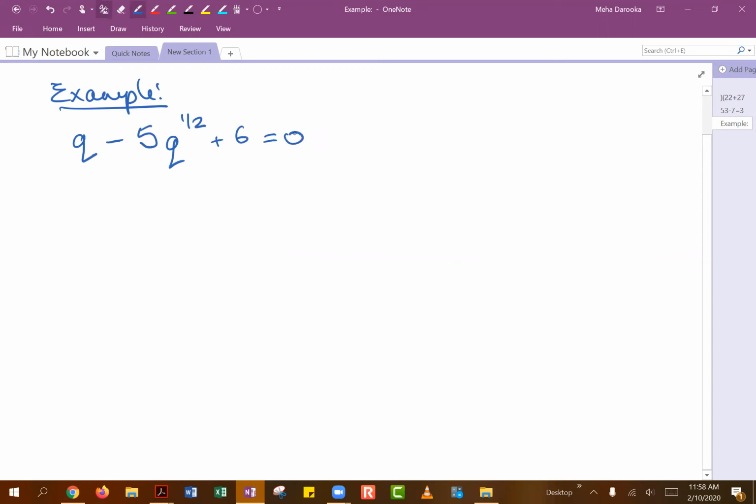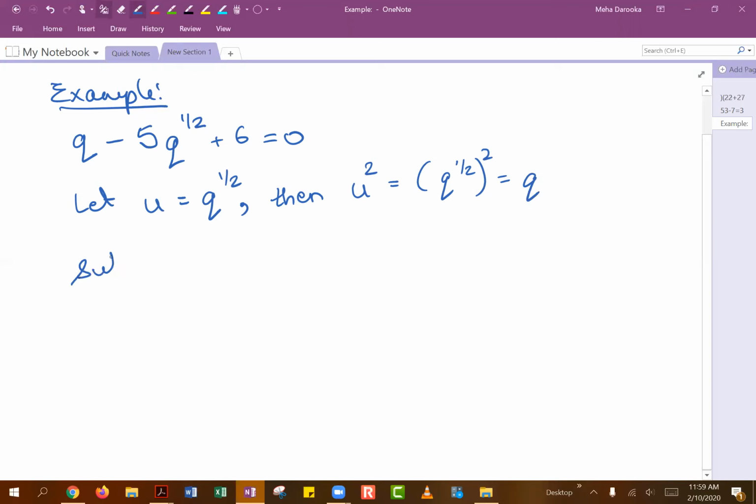Okay, so that's our problem. So what's your u value then? Actually, it's only going to be q to the 1/2. Very nice. So u squared would basically be q to the 1/2 squared. 2 times 1/2 will come out to be 2 times 1/2, which is 1. So it ends up becoming just q.